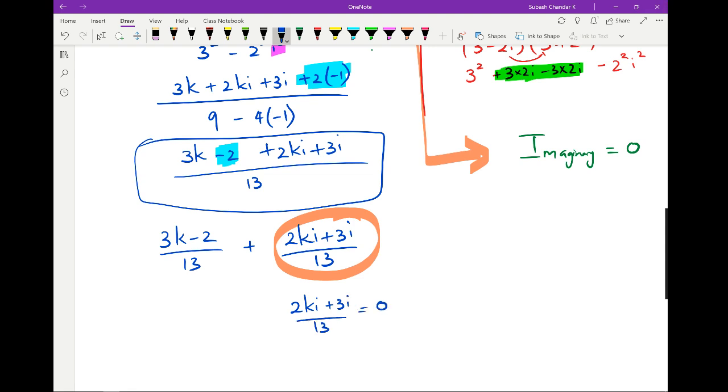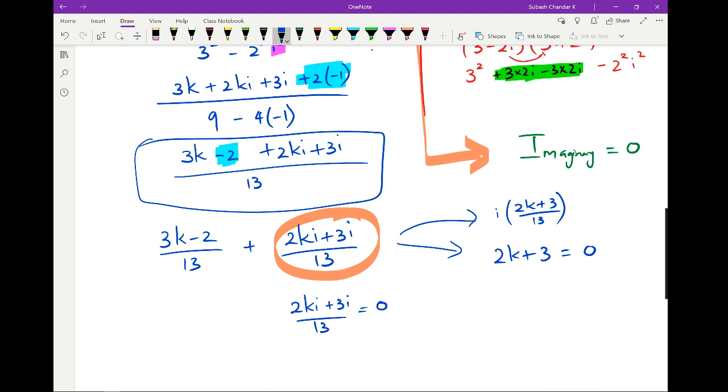Now I'm going to show you guys a couple of ways of solving this really fast. Some people go straight from this step and just say 2k plus 3 equals 0. The reason they do that is because the first thing they do is take out the i, the imaginary part. When they take out i, it's going to be 2k plus 3 over 13.